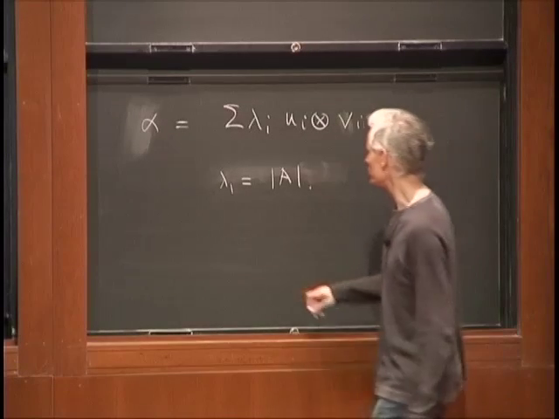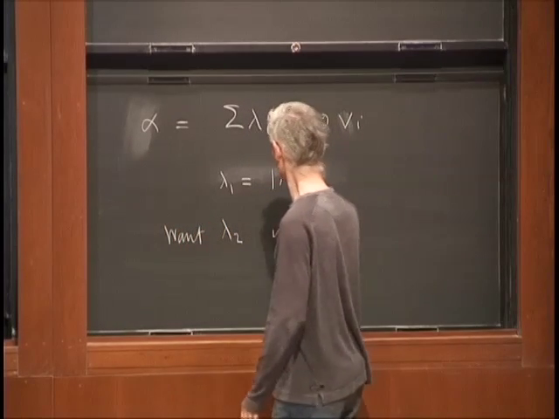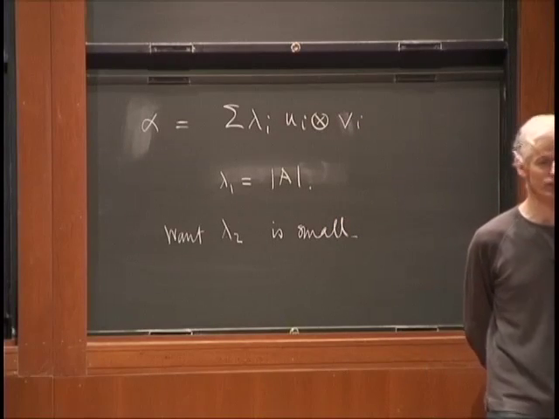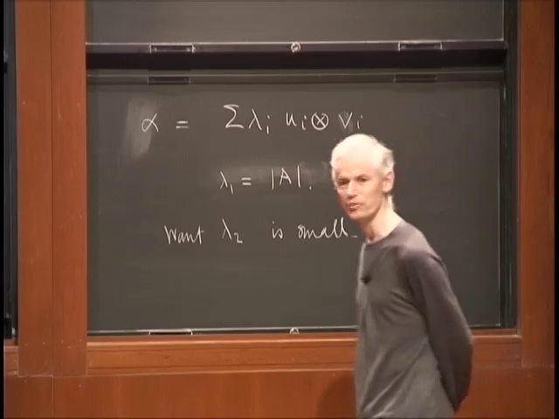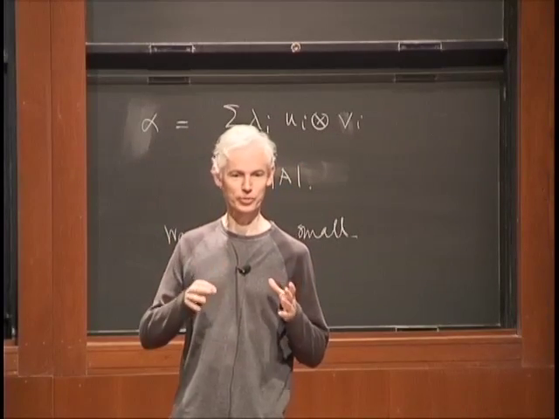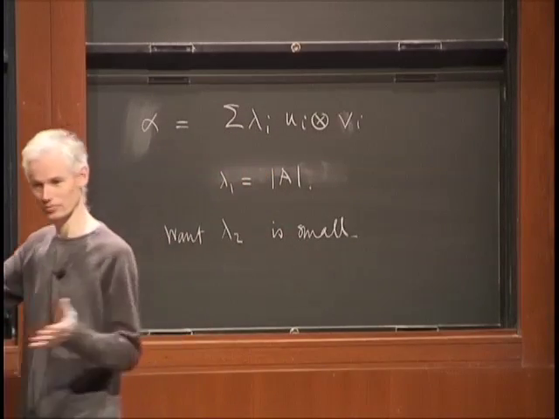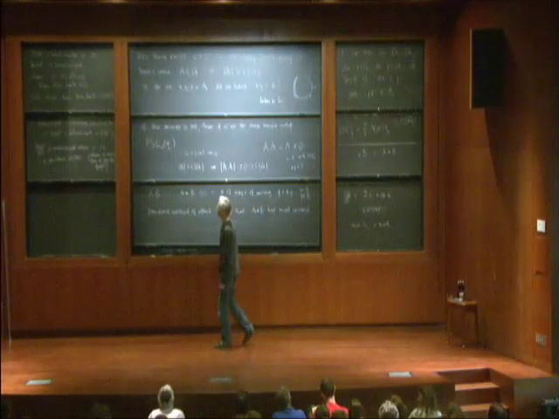What we'd like to prove is that we want lambda 2 to be small. So this is the bipartite version of wanting the second eigenvalue to be small. So why do we want lambda 2 to be small? Because lambda 2 is telling us the norm of the operator when it's restricted to vectors that are orthogonal to the constant vectors, and that's what we want to be small. So if lambda 2 is small, we're basically going to be done.